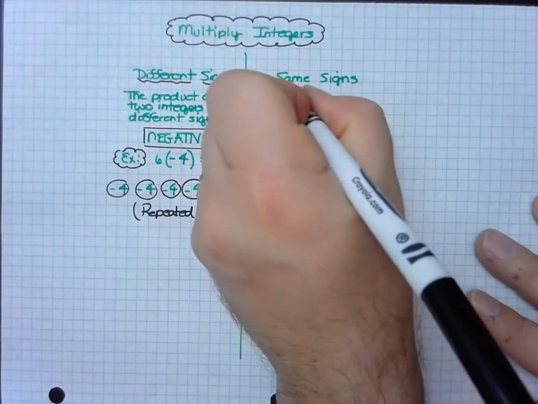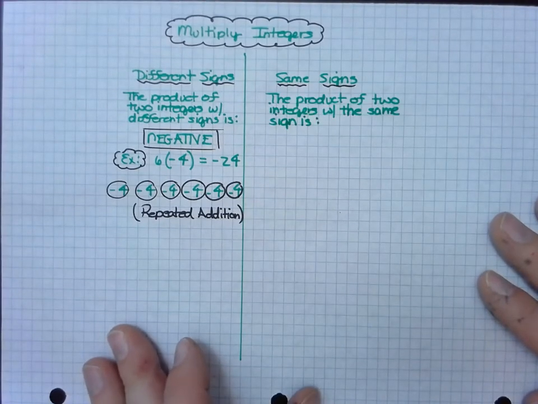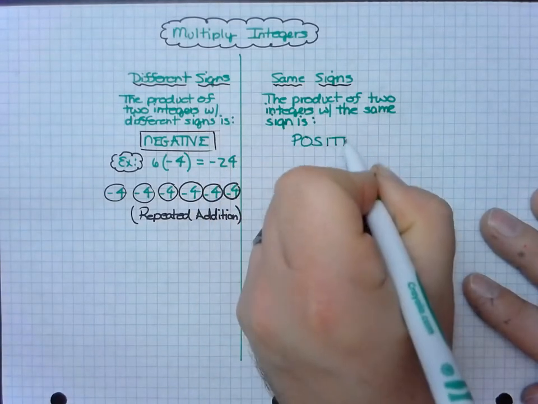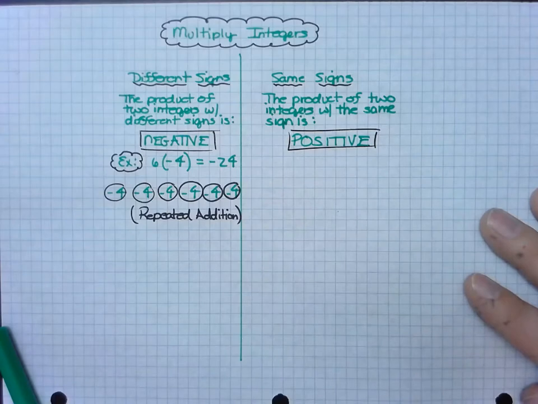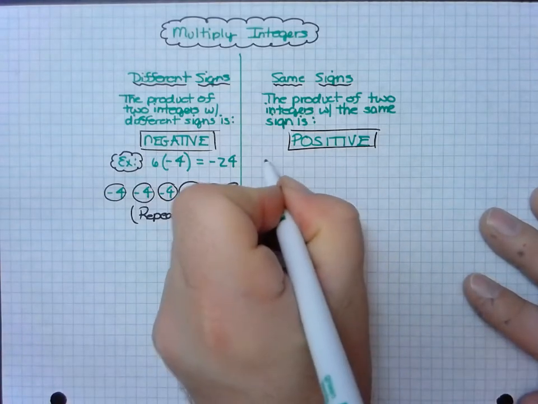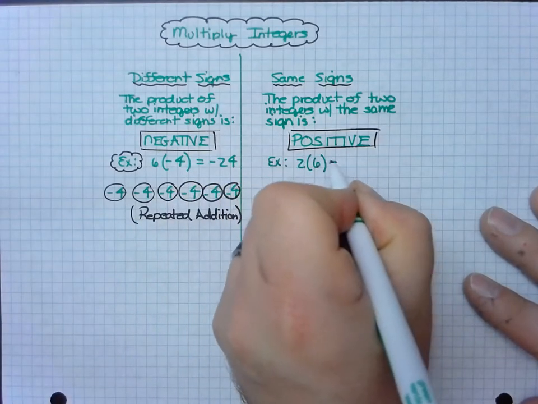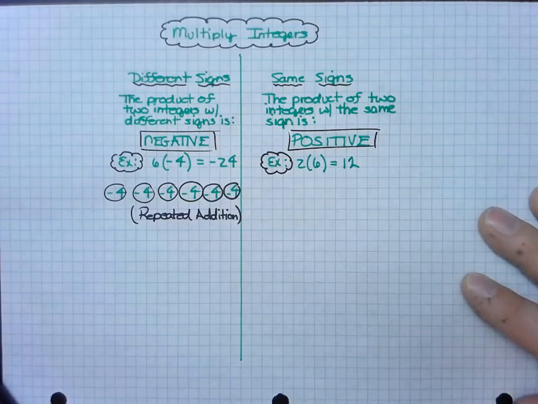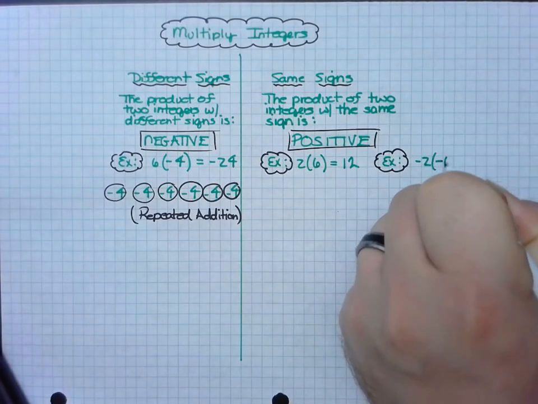So what happens if they are the same signs? The product of two integers with the same sign is positive. So let's illustrate what two positive integers look like, which is what we're most familiar with at this point. 2 times 6, and that's equal to 12. But what happens if they're both negative? So I have a negative 2 times a negative 6.